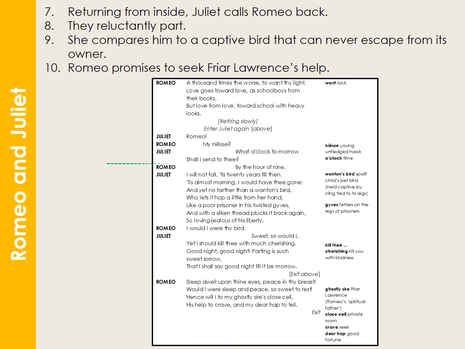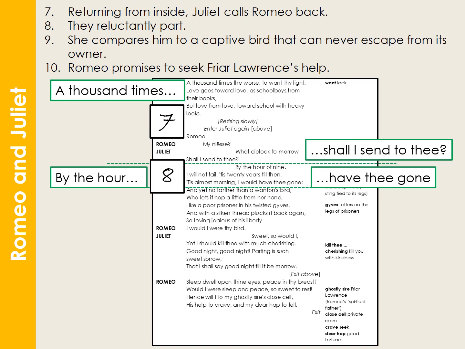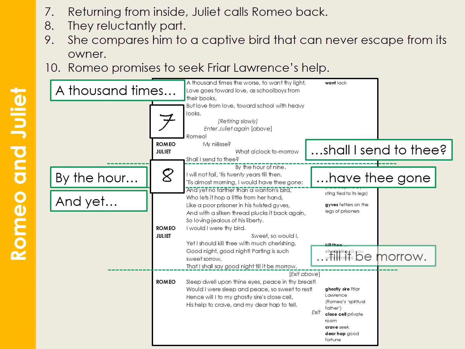Okay, so let's divide this page up then. Okay, so number 7, Juliet calls him back. They reluctantly part. 'Tis 20 years till then, she says. So she really doesn't want him gone. She compares him to a captive bird that can never escape from its owner.